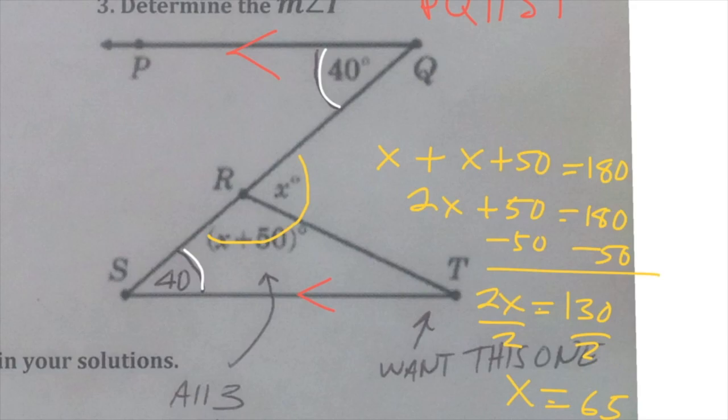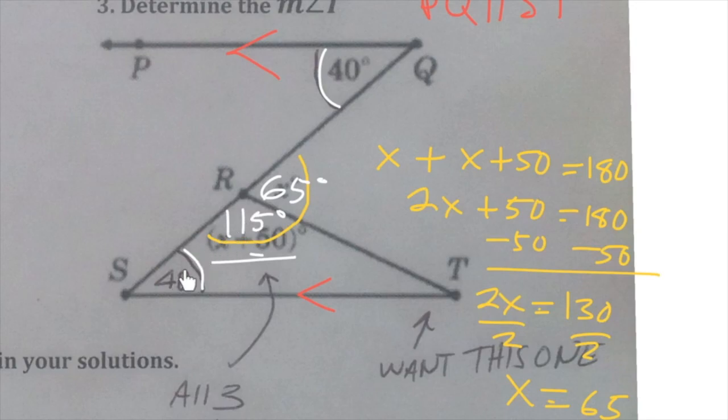So going back to the picture, I know that this is 65 degrees here, and one way to figure out angle T is to figure out angle SRT first. And SRT is 50 plus the 65, so it'd be 115 degrees. And then all three of these angles must add up to 180 degrees.